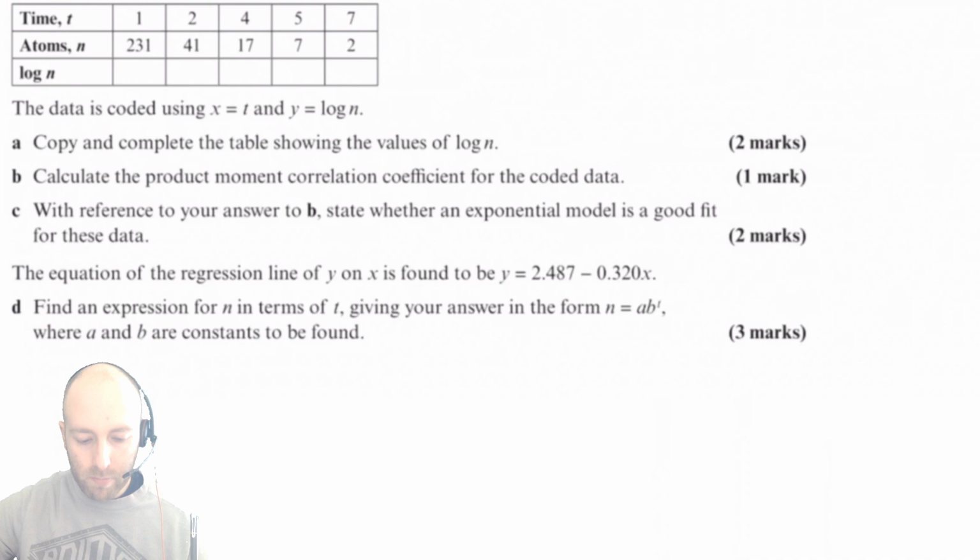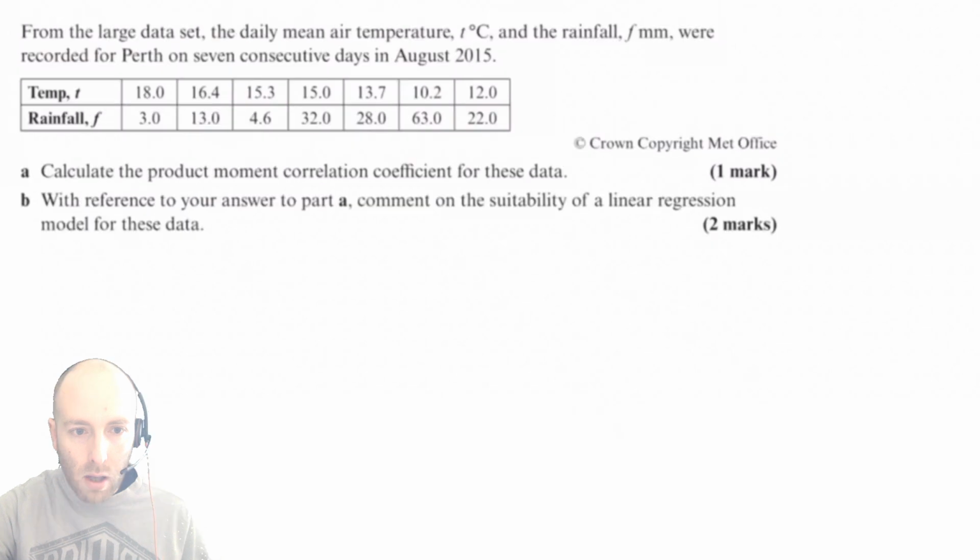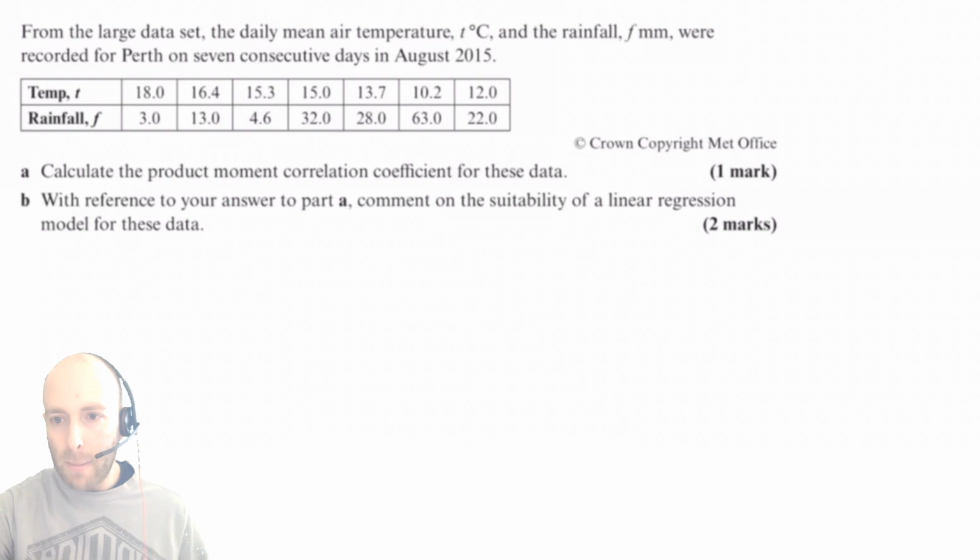So here's one based on data from Perth. This one should be a little bit easier. So if you guys could try this one. It's 3 marks. I'm going to pause for 3 minutes. Please comment if you need help.